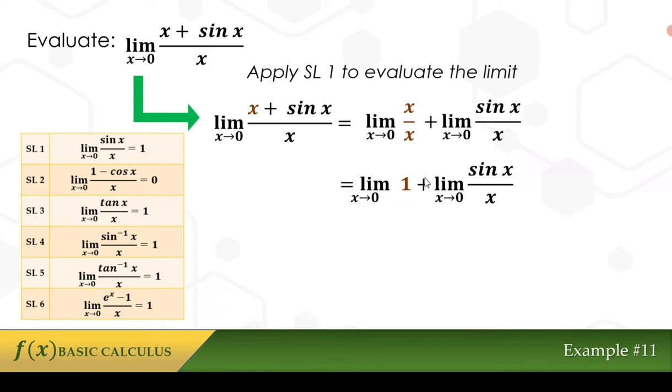Now, let's apply the limit laws that simplify as 1. The limit of 1 as x approaches 0 is equal to 1. Now, how about this term? According to SL number 1, that is equal to 1. Meaning, 1 plus 1 is equal to 2. So that is our final answer.